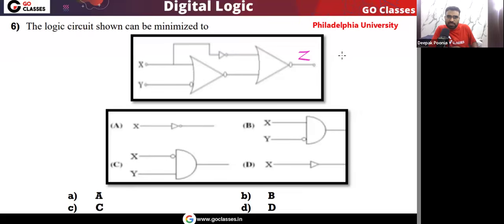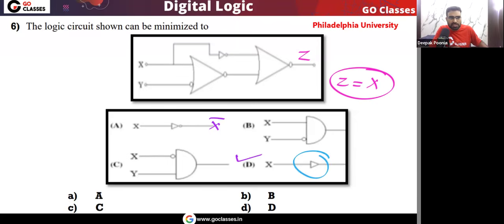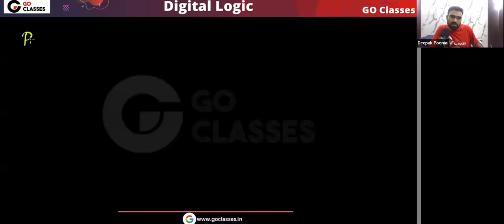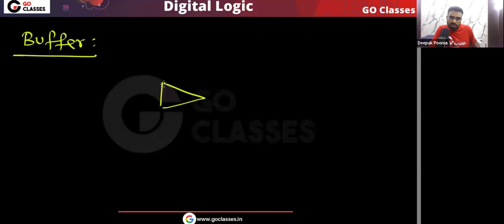So now what will be the final answer? We have seen that this Z is actually equal to X. Okay, so the answer will be what? This is X bar, so this is not the answer. The answer will be option D. Let me tell you, in this option D, what is this circuit? This is called a buffer. Just see this. When you have this circuit, there is no bubble here. Now, if the input is A, the output also will be A. So remember, this circuit is called a buffer.